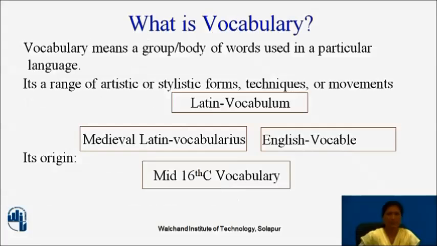Vocabulary means a group or a body of words used in a particular language. It's a range of artistic or stylistic forms, techniques or movements. The word vocabulary is originally taken from Latin, that is vocabulum and medieval Latin vocabularius. In English it became vocable, and in the mid 16th century vocabulary came into existence.